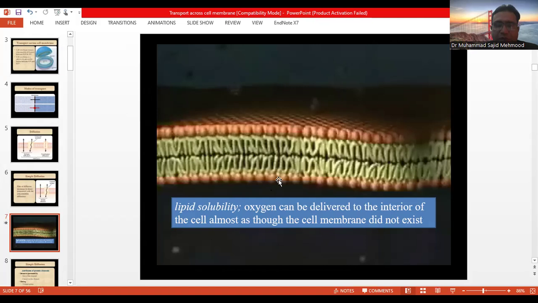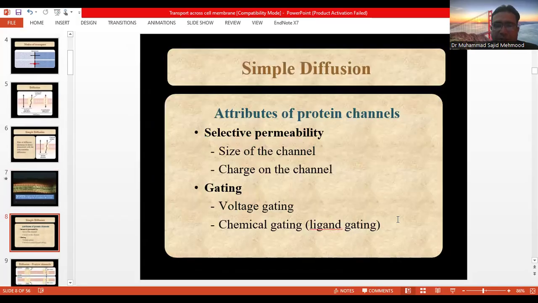Lipid solubility: those molecules which are lipid soluble, for example oxygen and carbon dioxide, can be delivered to the interior of the cell almost as if the cell membrane did not exist. Simple diffusion through the protein channels has the attribute of selective permeability. The protein channels are selectively permeable to certain ions, and this selective permeability depends upon the size of the channel and also the charge on the channel.